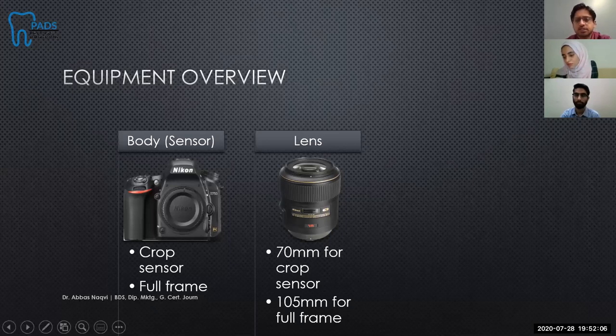There are two types of flashes: a twin flash, which is mostly recommended for cosmetic or aesthetic dentistry, and a ring flash for all other general purposes.